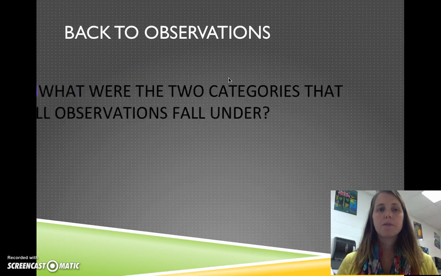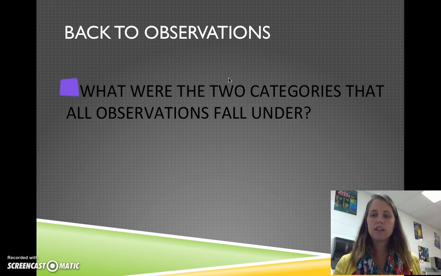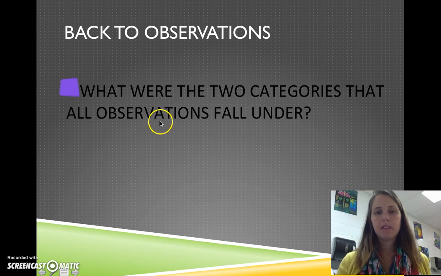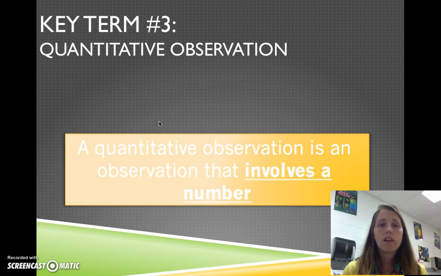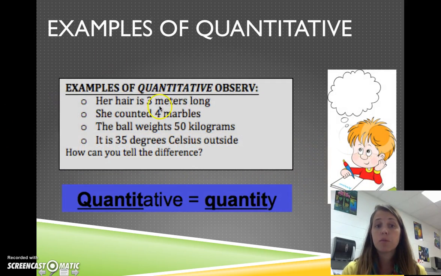All right, back to observations. So what are the 2 categories that things fall under? They can either be qualitative or they can be quantitative. A quantitative observation is one that involves numbers. Examples would be her hair is 3 meters long, she counted 4 marbles, the ball weighs 50 kilograms, it is 35 degrees Celsius outside. So quantitative means quantity, it's an amount.